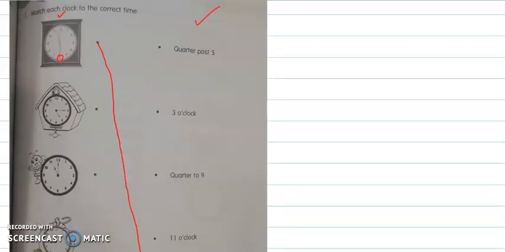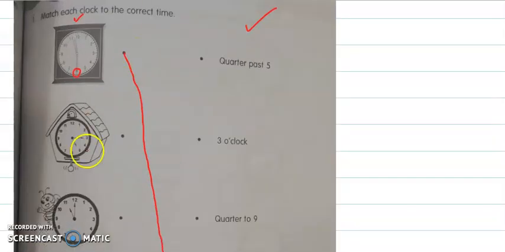Now for the next one, I will zoom it a little bit more so you can see it more clearly. Our minute hand is at 3. So when the minute hand is at 3, it means it is quarter past. And the hour hand is at 5, so I will say quarter past 5. So here we have the quarter past 5, so I will match it with the quarter past 5.